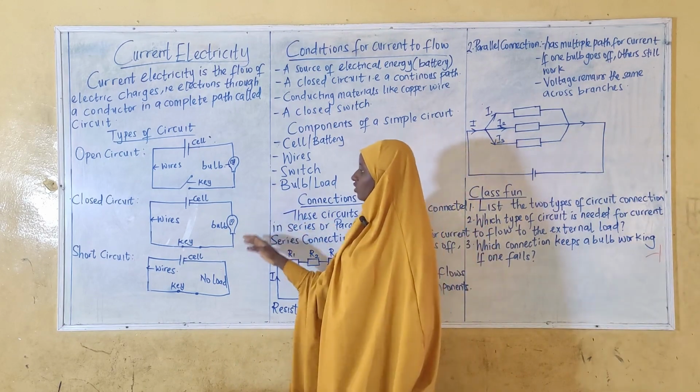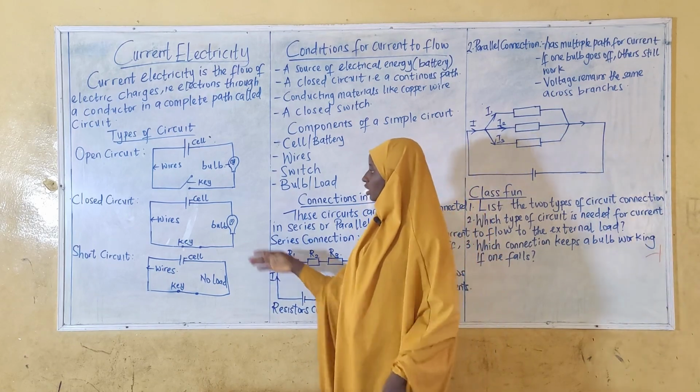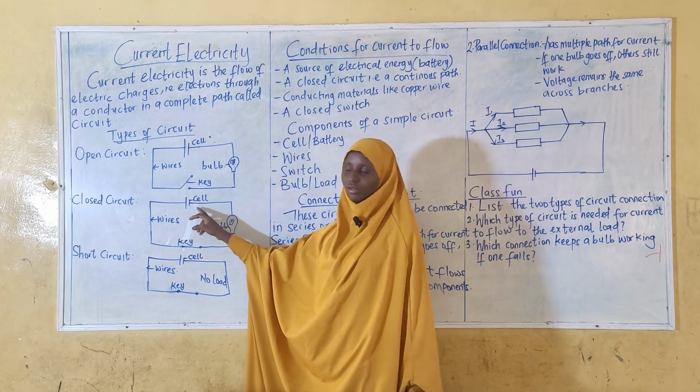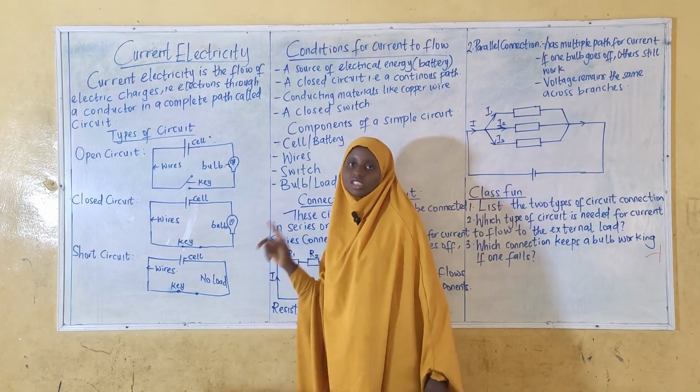Now, the next one we have here is a closed circuit. This is the part where current flows. Now you can see we have our cell, the wires, the bulb, and the key, the closed key.